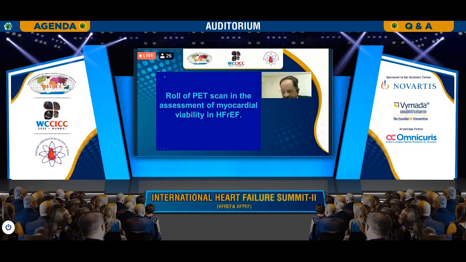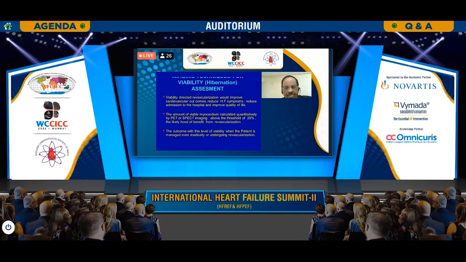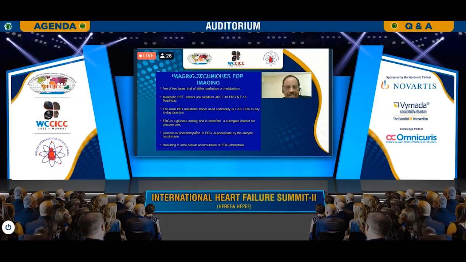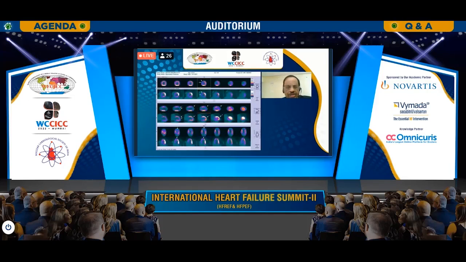Role of PET scan in assessment of myocardial viability in HFrEF: you can see that viability-directed revascularization would improve cardiovascular outcome, as you know, reduce heart failure symptoms, reduce admission to the hospital, and improve quality of life. So the amount of viable myocardium should be 20% or more, so that the patient would get benefit. Here there are two types of imaging, perfusion and metabolism. Here you can see there is a resting perfusion defect, and there is metabolism in the anterior and apical segments, showing viable myocardium.